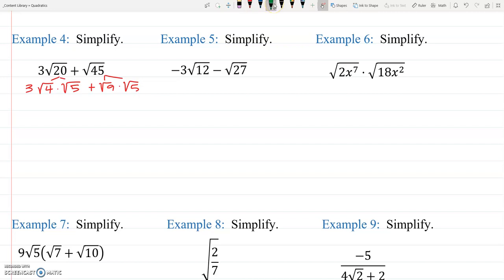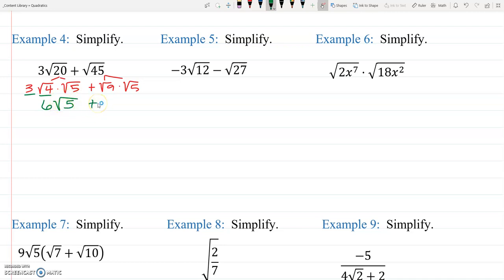All right, next line. Clean things up. Watch carefully so you don't miss this. I'm going to do 3 times 2 to get 6. Everybody see that? I said it weird, but 3 times 2, because the square root of 4 is going to turn into the whole number 2, and that's going to give me 6 square root of 5.